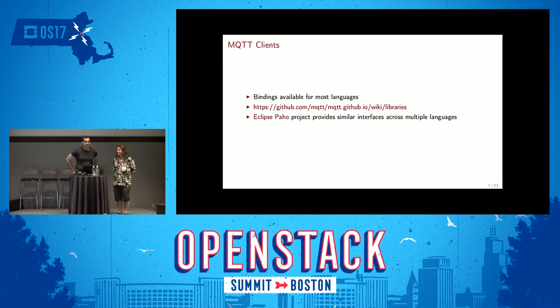We have examples in the documentation for Haskell and Ruby, and you name a language, there's probably a client binding for it somewhere. In particular, I wanted to call out the Eclipse Paho project, which is an effort from Eclipse to have a standardized interface between multiple languages. Obviously, the exact semantics are going to be different because each language has different syntax, but the way they behave and operate are very similar across multiple languages. If you're writing client code for different languages, it's useful to use those clients because then it'll be similar in behavior between all of the languages you're writing clients for.